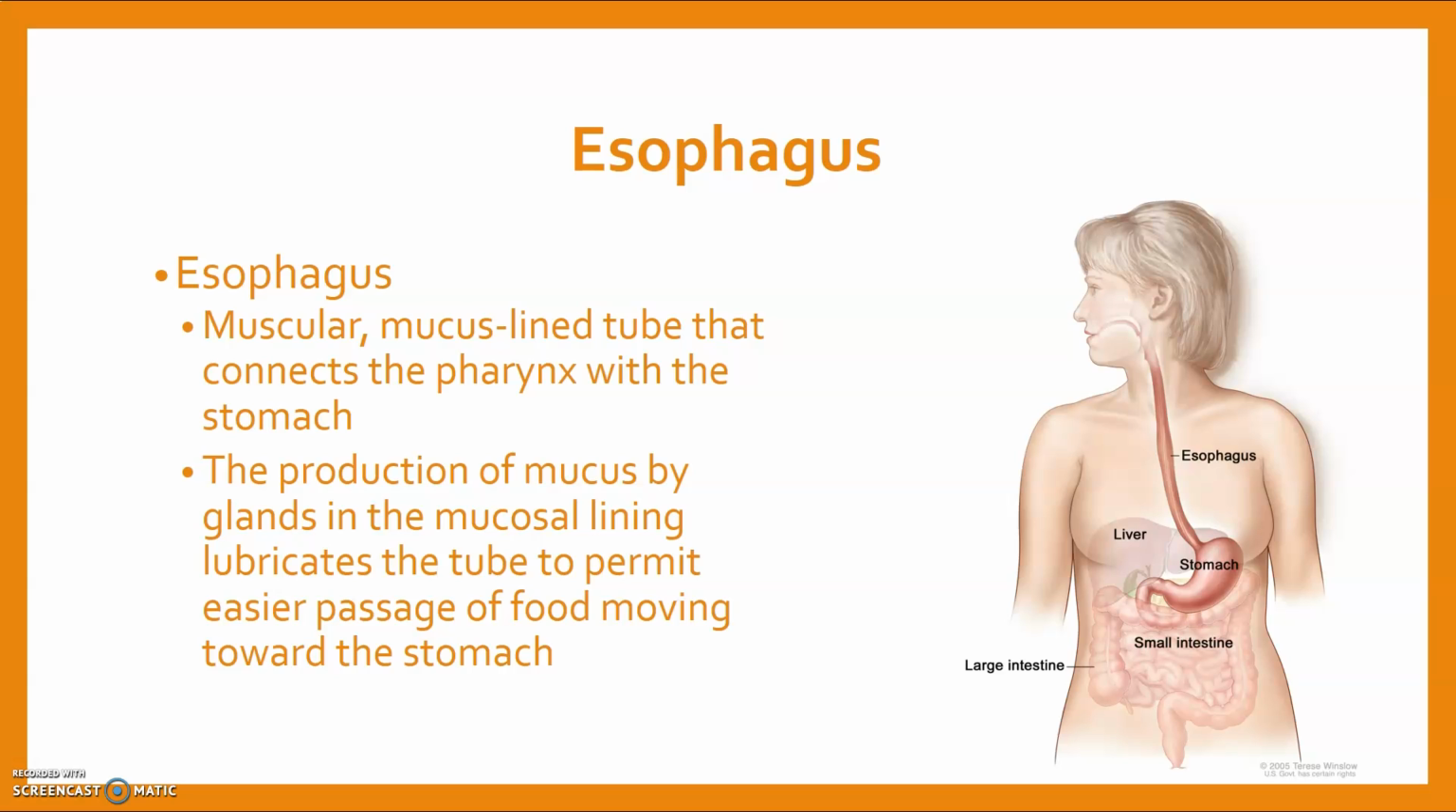So moving further down the alimentary canal from the pharynx, that leads us to the esophagus. And the esophagus is a muscular mucus-lined tube that connects the pharynx with the stomach. This mucus is important, and it's created from glands in the mucosal lining. And this mucus is what helps to keep that tube lubricated so that it's easier for food to move to the stomach.